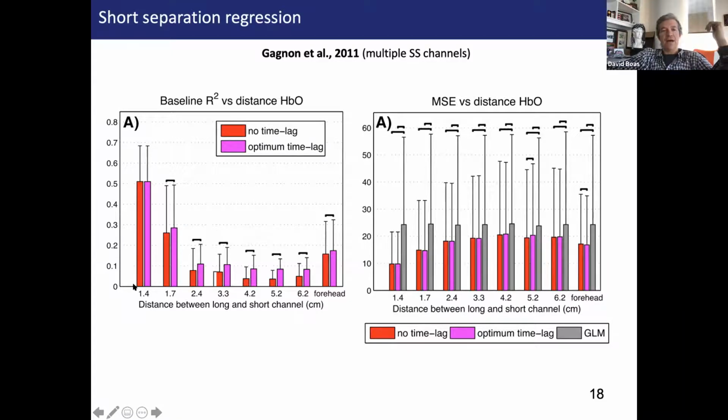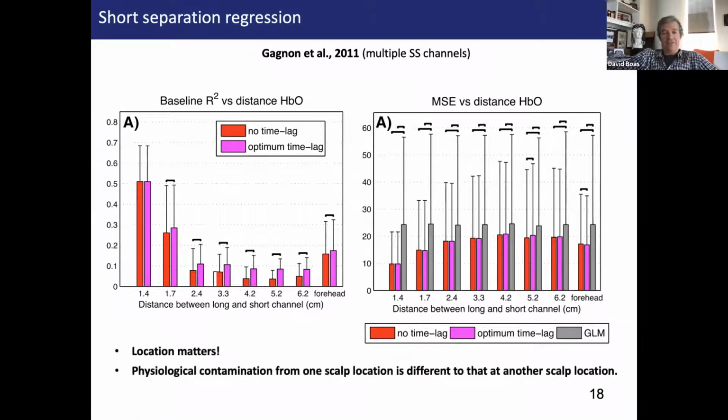So we saw that if we used a short separation measurement that was further and further away from the long separation, our R-squared would decrease, or our mean square error would increase. And we saw that by changing the time lag between the time series, we could get a slightly better estimate, but still not as good as if you used a short separation measurement close to the long separation measurement, right? So location matters, and the physiological contamination does vary over scalp locations.